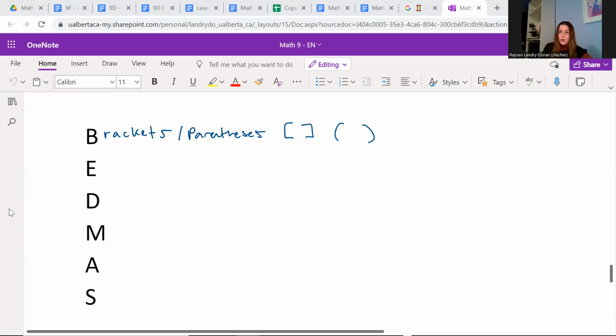What does the E stand for? Is it the thing that we've been talking about for the past 2 weeks? That's right. Exponents. The exponents go first. And I know you know the last four: division, multiplication, addition, and subtraction.